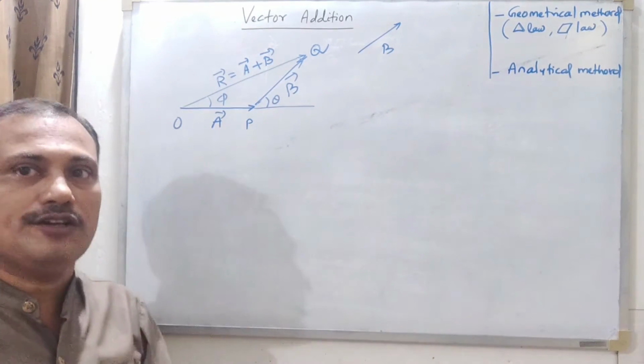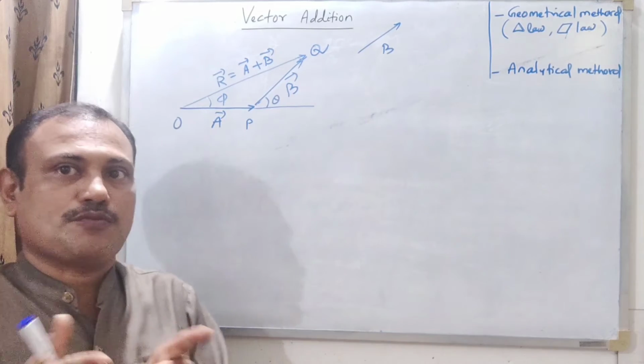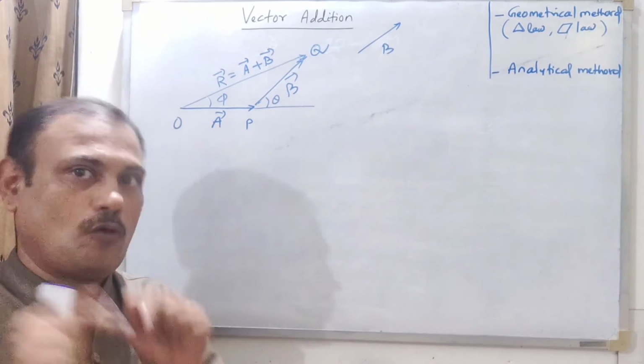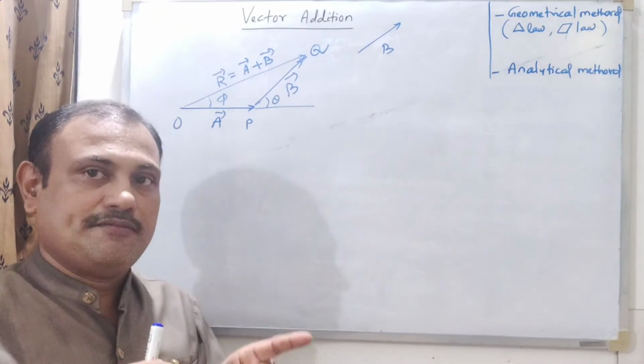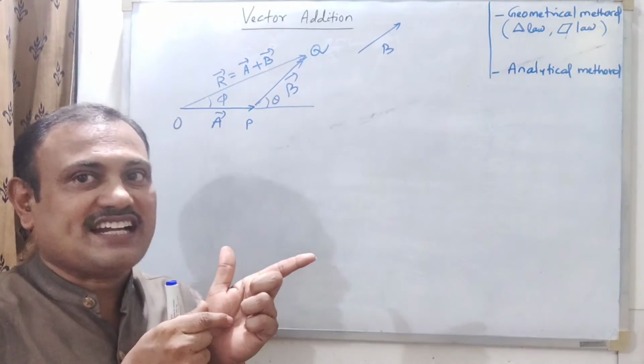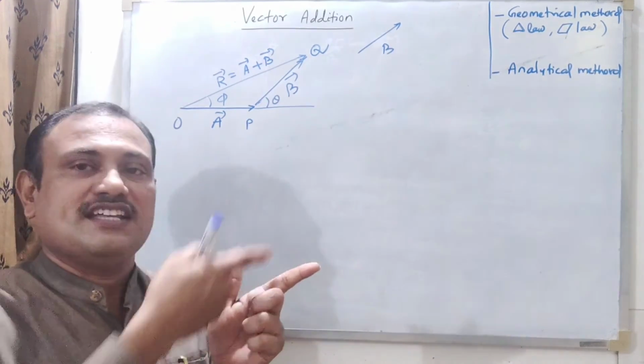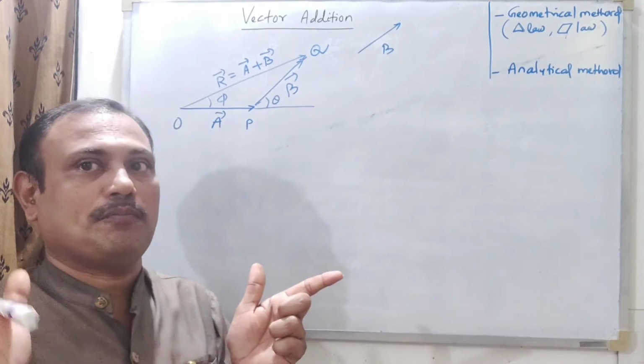Similarly, in the case of the parallelogram law, the two vectors must be simultaneously acting at a common point. Then the resultant vector of these two commonly acting vectors must be the diagonal passing through the common point of action.